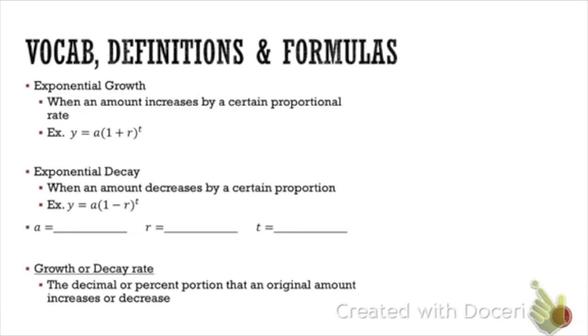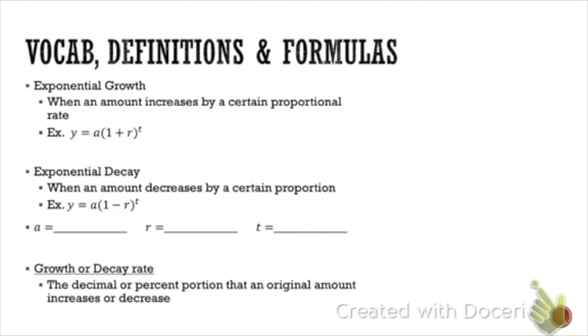So to get down a definition, this is when an amount increases by a certain proportional rate. So it's increasing twice as much each time, or by 33% each day, or by 17% each year. Exponential decay is when an amount decreases by a certain proportion.